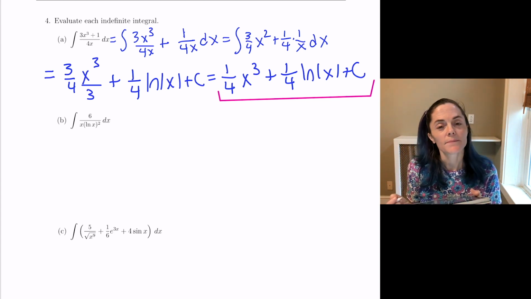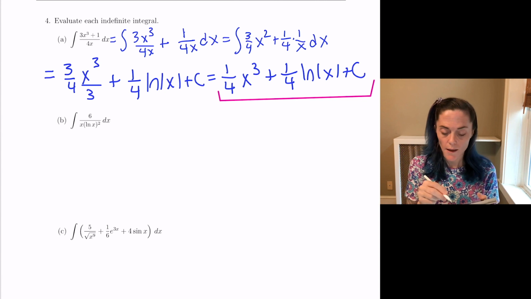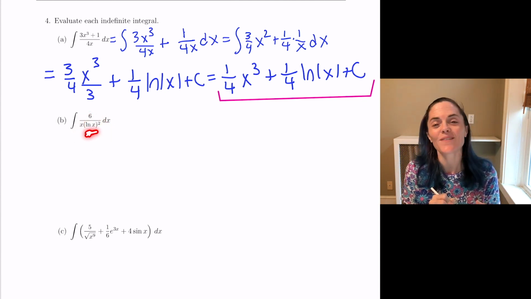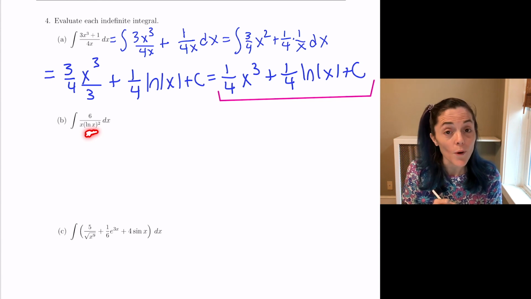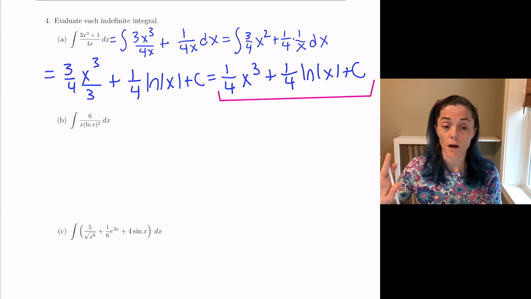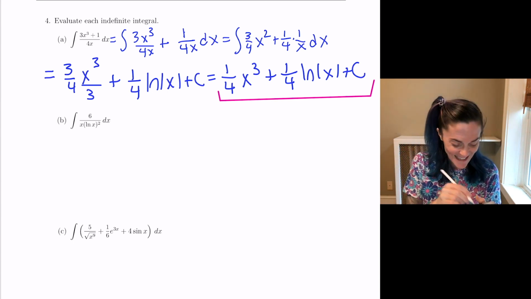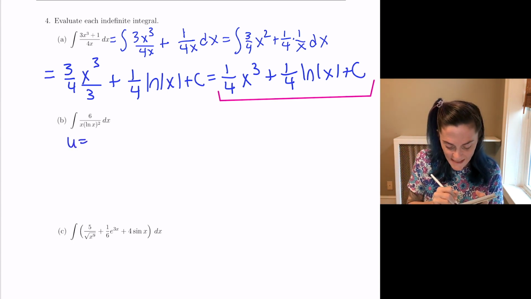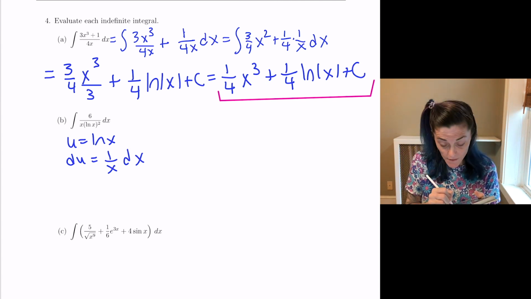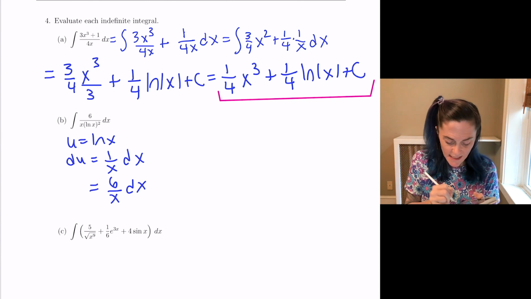Next one. This is substitution. First of all, we see parentheses and an inside function of natural log x. But more than that, I have a multiple of the derivative of the natural log in my integrand. So u is ln x. Du, this will be 1 over x dx. Now you notice I have 6 over x dx. This is 6 du.